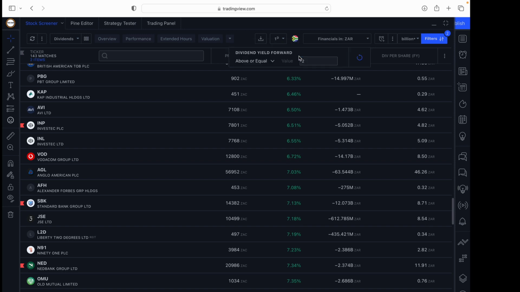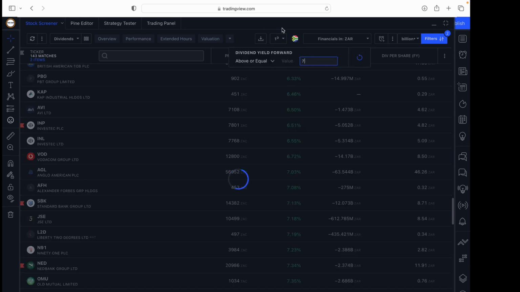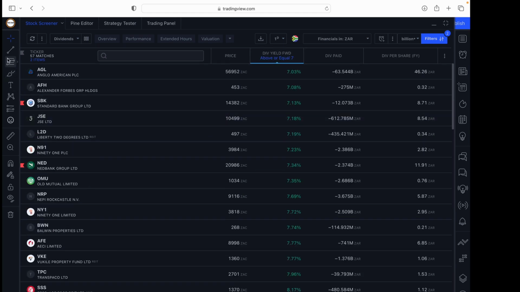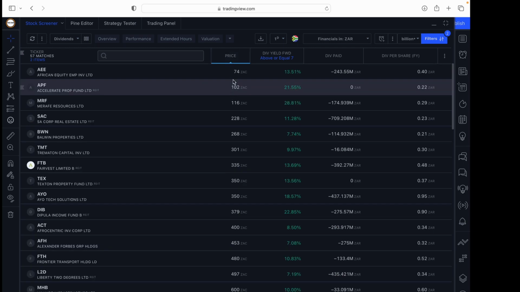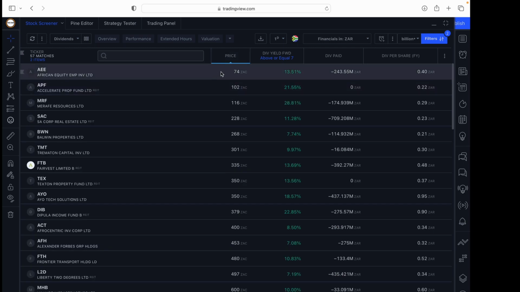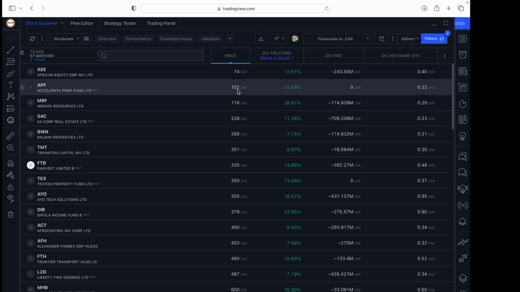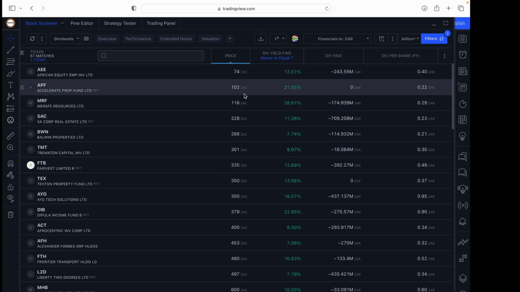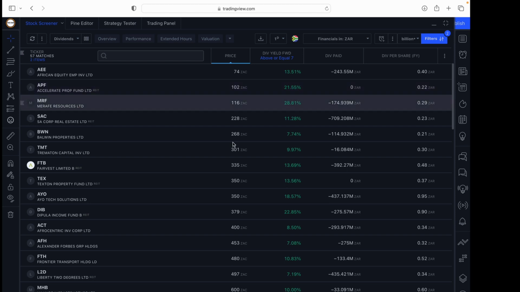So you can go back up there and change that. Instead of 2, we're looking at companies that have a dividend yield greater than 7%. Right? So now we are only left with 57 companies. Most of these companies, their share price is greater than 1 rand. If we were to filter with the share price, we've got African Equity, which is 74 cents, but most of the other companies, the share price is trading above 1 rand per share.